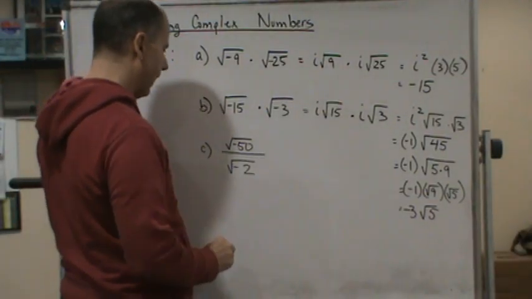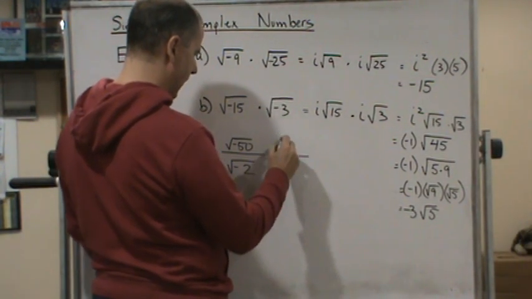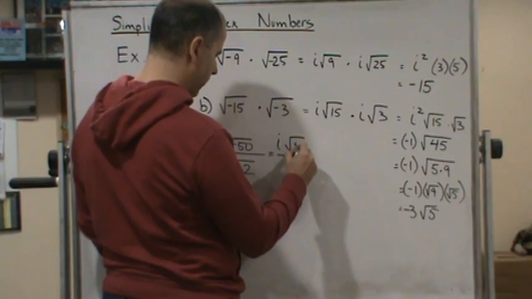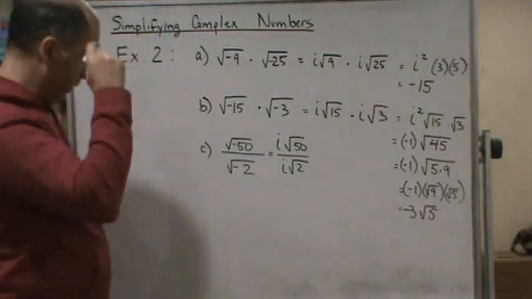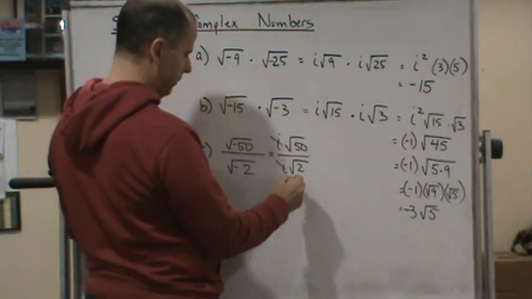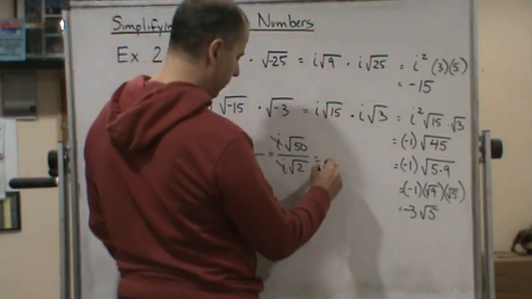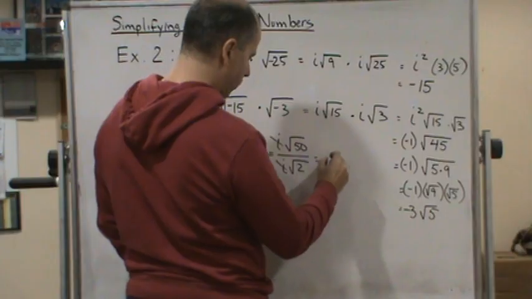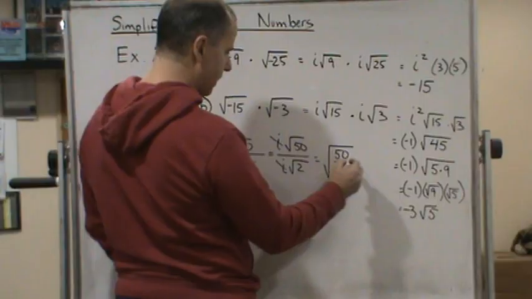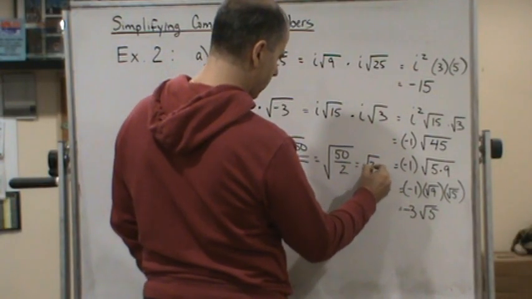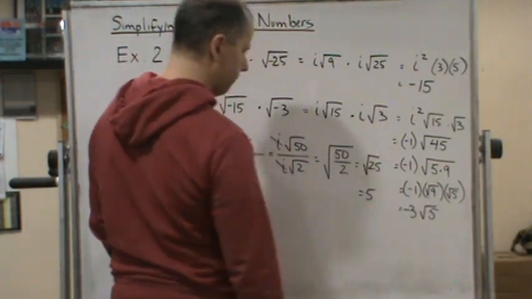Now, what about C here? Again, we're going to change using i first. We're going to simplify this to i root 50 divided by i root 2. And the i's will cancel. And so in this case here, now I can combine both of them using properties of radicals. And I get root of 50 over 2. Now I can simplify this to root 25, which gives me 5.